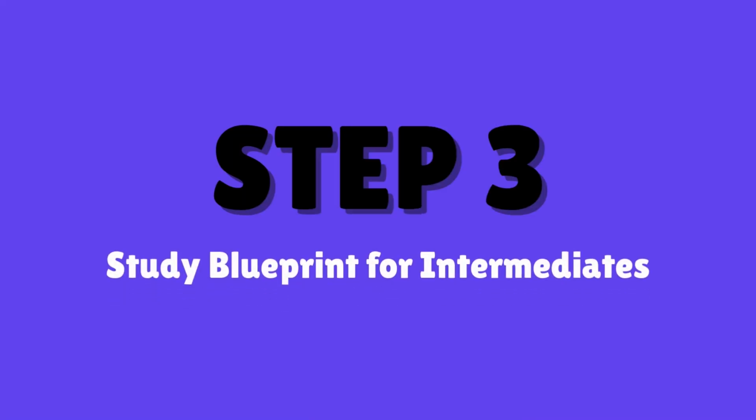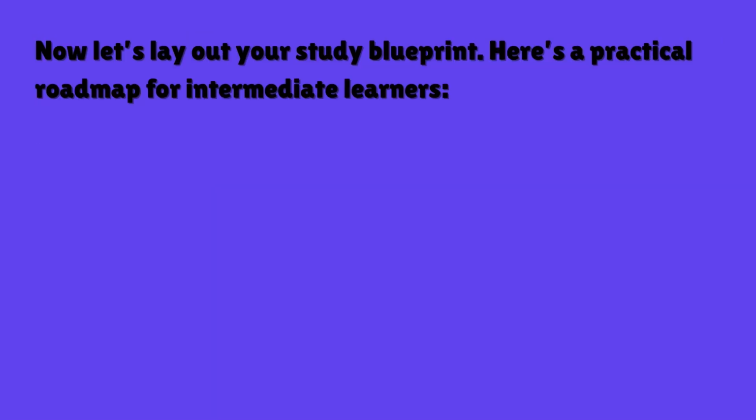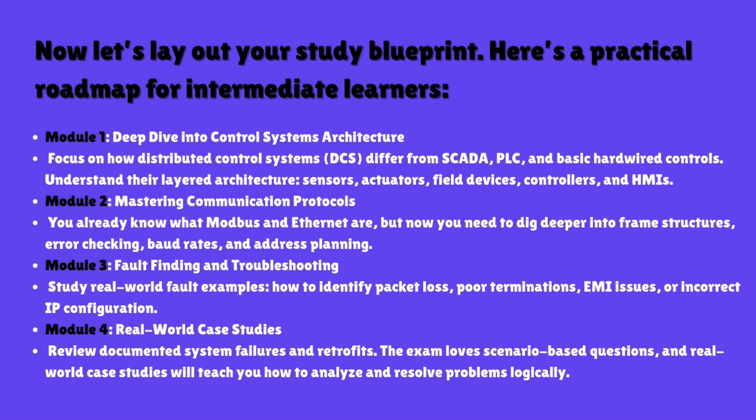Step 3. Study blueprint for intermediates. Now let's lay out your study blueprint. Here's a practical roadmap for intermediate learners. Module 1. Deep dive into control systems architecture. Focus on how distributed control systems, DCS, differ from SCADA, PLC, and basic hardwired controls. Understand their layered architecture: sensors, actuators, field devices, controllers, and HMIs. Module 2. Mastering communication protocols. You already know what Modbus and Ethernet are, but now you need to dig deeper into frame structures, error checking, baud rates, and address planning.